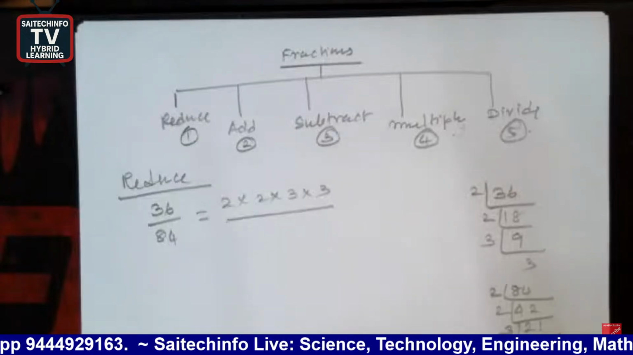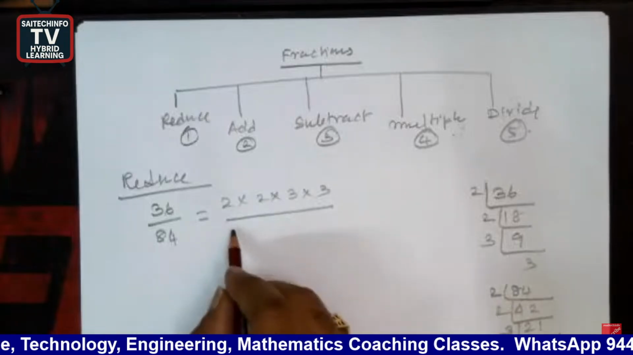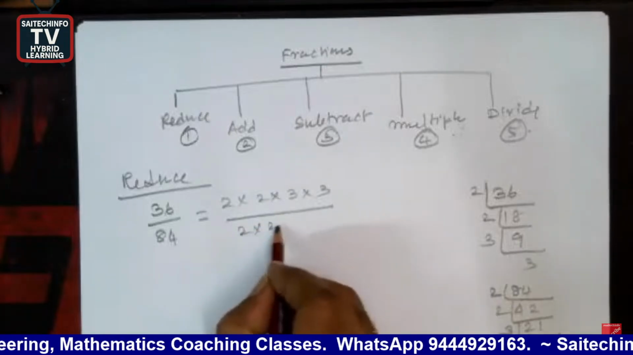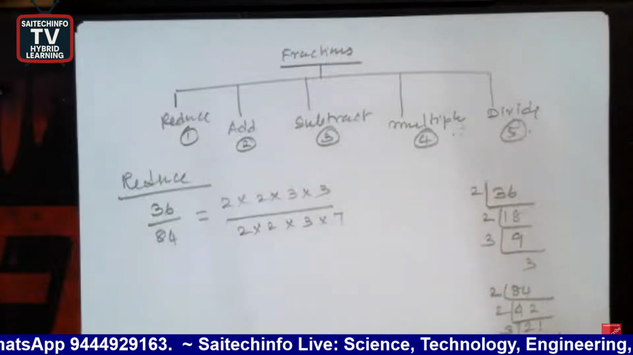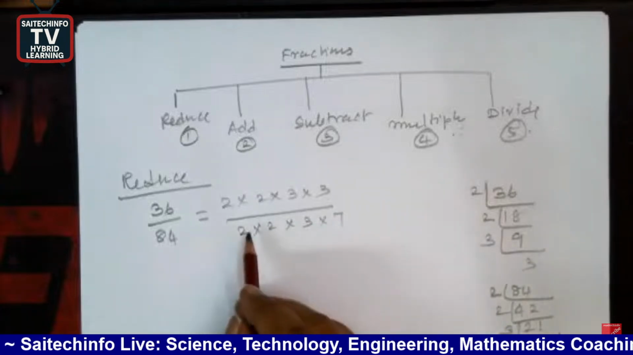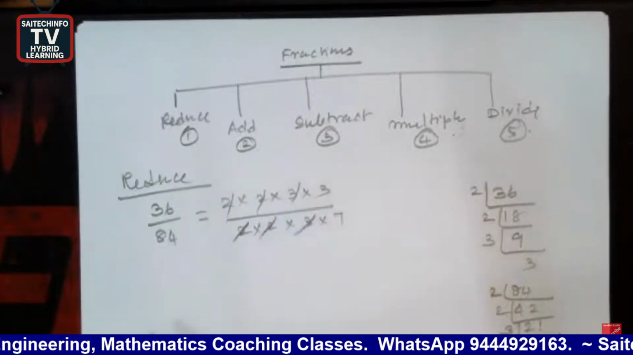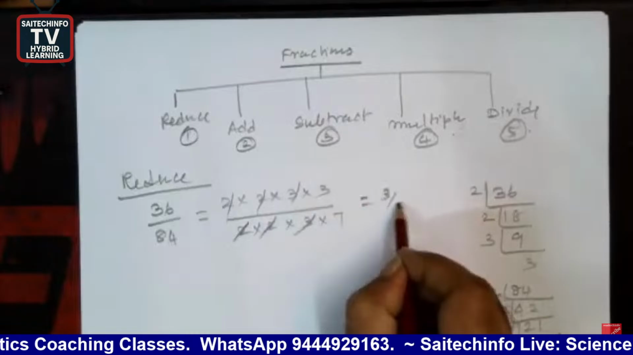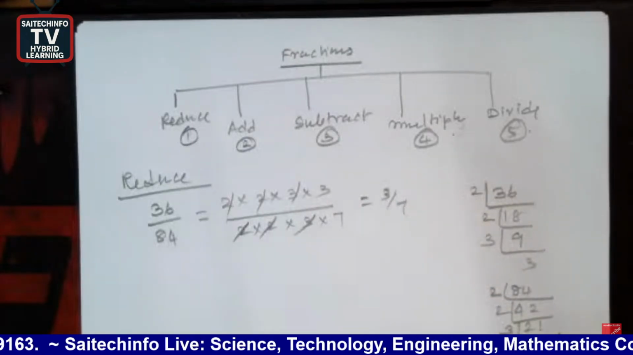So 3 divisibility is there. So 7. So you can include all these factors: 2 into 2 into 3 into 7. Okay. Now you can easily strike out. That's all. So the remaining is 3 by 7. So this is the way you have to proceed. Can you do it on the board?